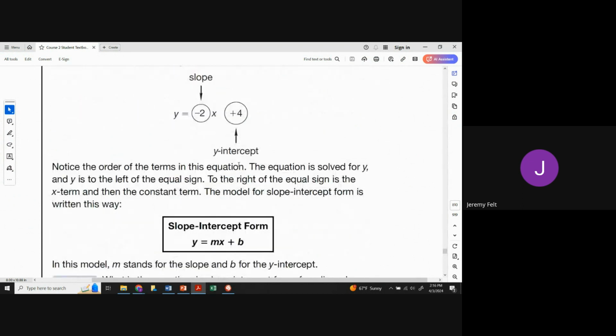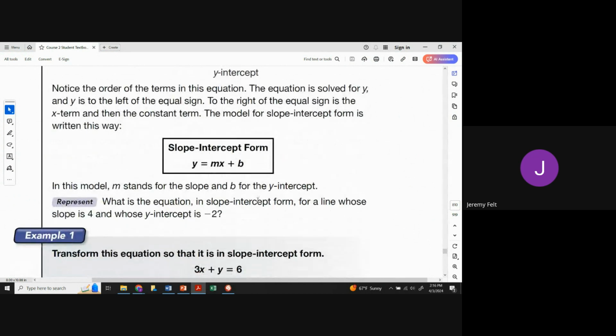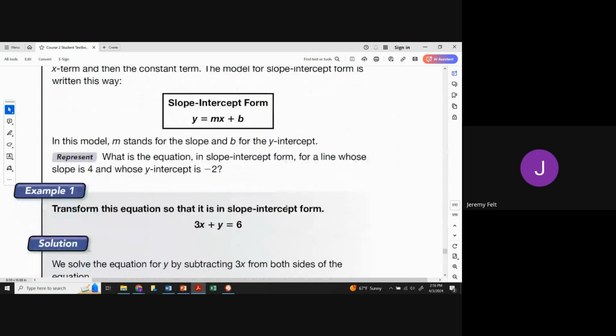As we talk about slope and intercept, that's the form I just showed you. Write it down, but it is on your reference sheet. So if you ever forget slope-intercept versus standard form, what's the difference? Just look at your reference sheet. That's what it's there for.